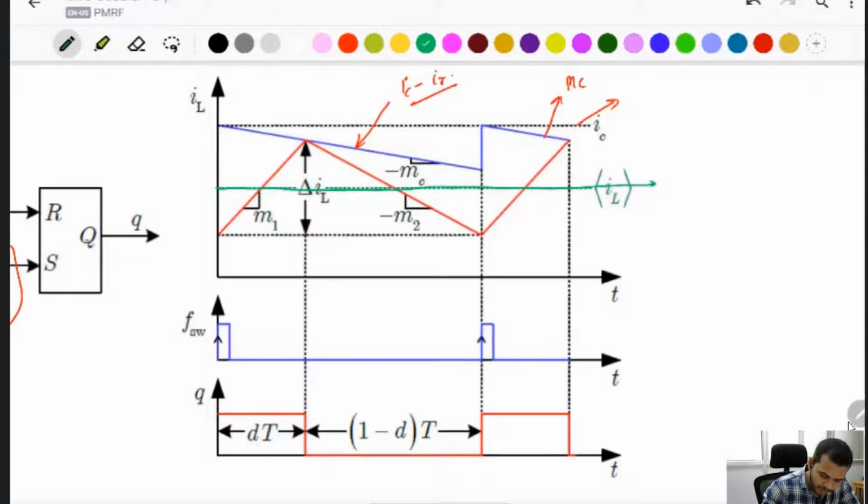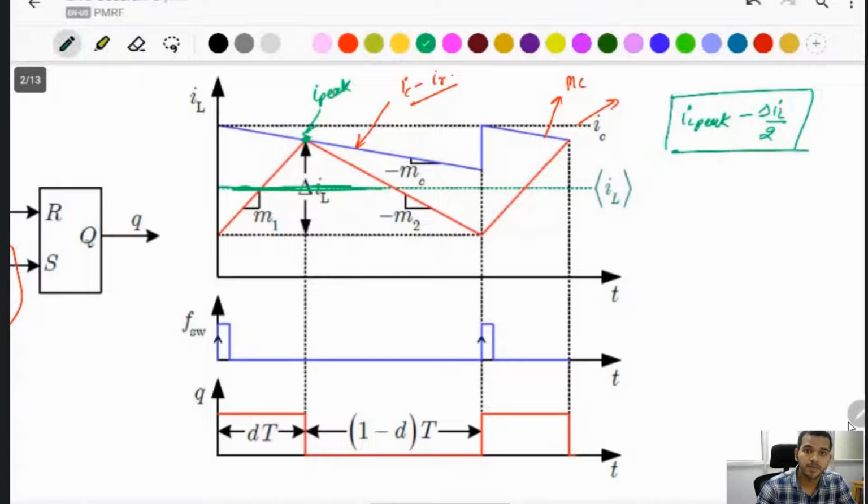IL, I have written in DT form. This one is the peak current, I peak, and delta IL is given. Can I say that the inductor current is IL peak minus delta IL by 2? This peak current minus this current is the IL, and then the total is delta IL. If you subtract delta IL by 2 from the peak, we find IL.